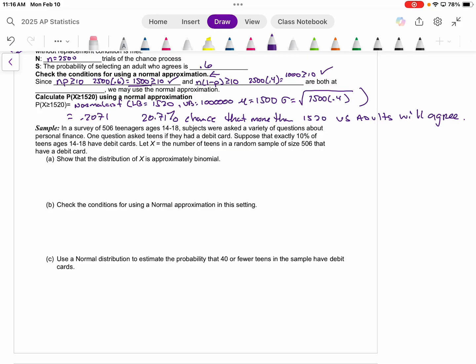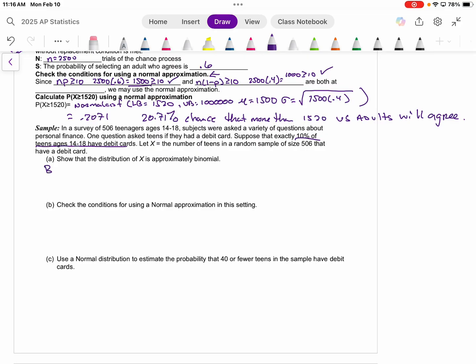So in a survey of 506 teenagers, age 14 to 18, subjects were asked a variety of questions about personal finance. One question asked the teens if they had a debit card. Suppose that exactly 10% of teens age 14 to 18 have debit cards. Let X represent the number of teens in a random sample of 506 that have a debit card. Show that we meet the approximation of the binomial approximation.